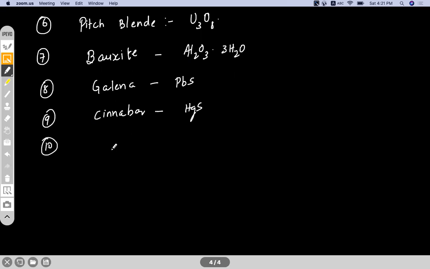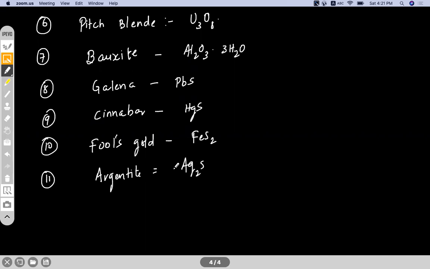Okay. Cinnabar is HgS. Fool's gold. This also they have asked in the exam. Generally, this kind of question is certain. Fool's gold is iron pyrite, FeS2. Argentite is Ag2S. All these are sulfides basically. ZnS also they have asked many times. We call it zinc blende. Zinc blende is ZnS.